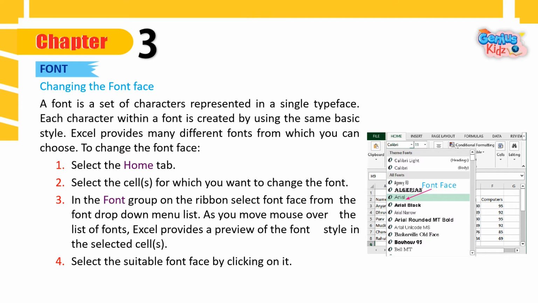To change the font face, 1. Select the Home tab. 2. Select the cells for which you want to change the font. 3. In the font group on the ribbon, select Font Face from the Font drop-down menu list. As you move mouse over the list of fonts, Excel provides a preview of the font style in the selected cells. 4. Select the suitable font face by clicking on it.